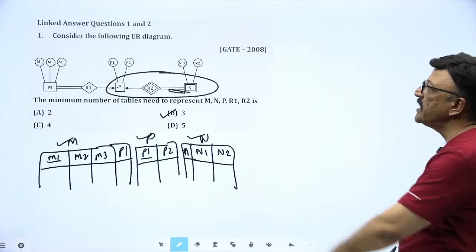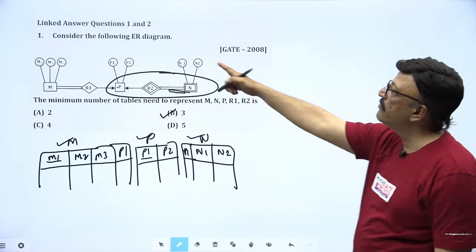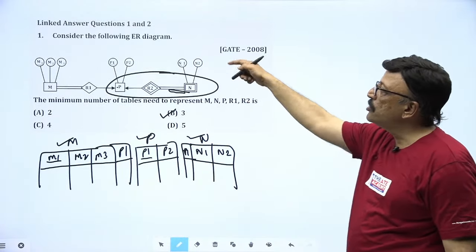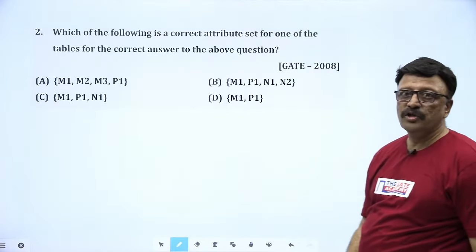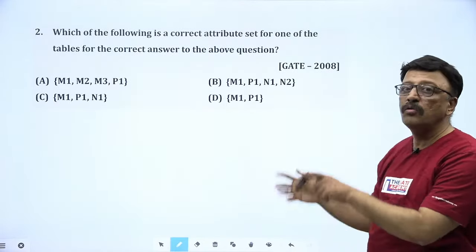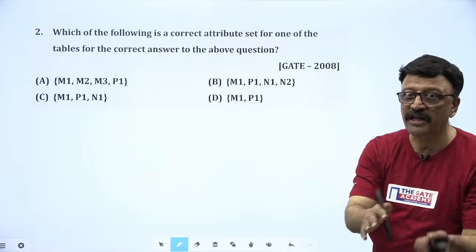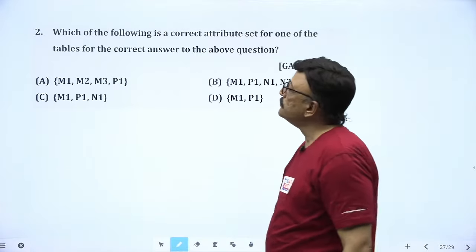So the answer is you need 3 minimum tables to transform this ER diagram into a relational model. And this was a linked question actually. You see, that's why I have written answer question 1 and 2. This was question number 1. The question 2, that was a linked question actually. So you can answer this question only if you know the answer of the previous question. That's what the meaning of linked is.